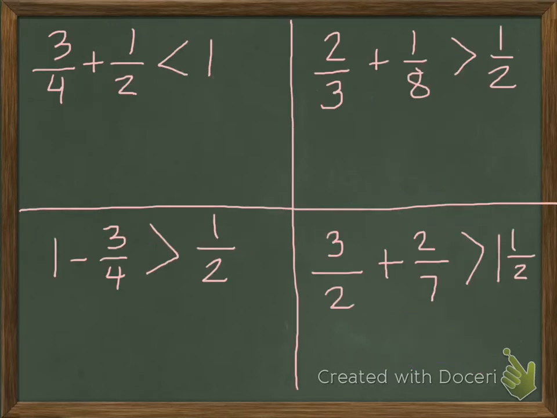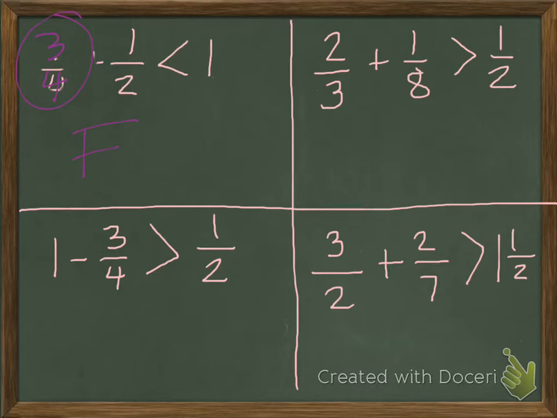Number 2 says use estimation strategies to determine whether the number sentences are true or false. So A says 3/4 plus 1/2 is less than 1/2. So I already know that 3/4 is greater than 1/2. So 1/2 plus 1/2 is already a whole. So obviously this is not less than 1/2.